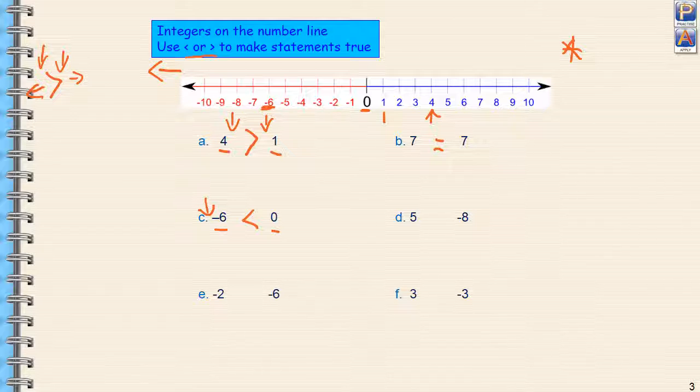Same in D, we've got 5 and -8. Let's have a look at our number line. 5's in there, -8 is right down there. -8 is closer to the smaller end, so therefore it's a smaller number, so 5's bigger. All right, and you can have a go at the other ones. -2 is a bigger number than -6. Put them on the number line and you'll see -2 is further to the right and -6 is further to the left. And in F, well, the positive number is bigger than the negative number.